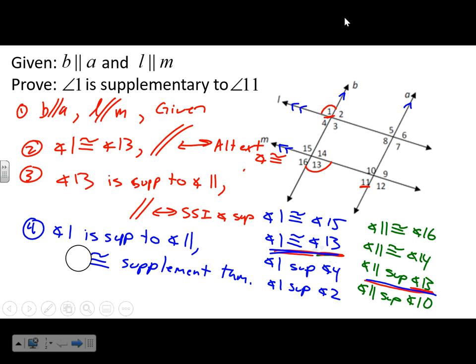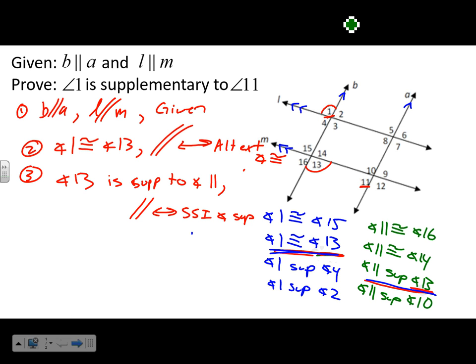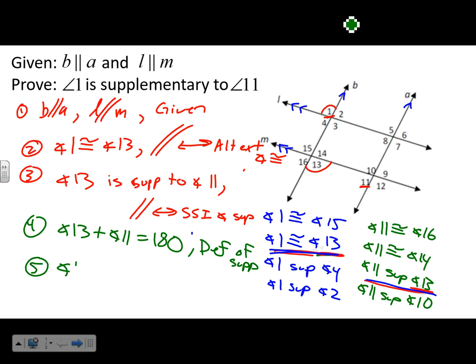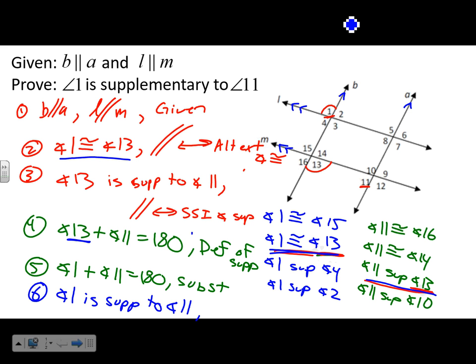Just to go a little bit further with this one, you could say that, if this makes a little bit more sense, angle 13 plus angle 11 is equal to 180. Anytime you have supplementary angles, if you want to put that, I sometimes think it's a little bit easier because now we're actually looking at some math that we're a little bit more used to. That's the definition of supplementary. And so now I know that angle 1 plus angle 11 is equal to 180 because of substitution. And again, I know that because if angle 1 and angle 13 are congruent, that means I can sub those in for each other. So I can take out 13 and put in angle 1 because they're congruent, they're the same. So then this last step, you could add angle 1 is supplementary to angle 11 because of substitution.